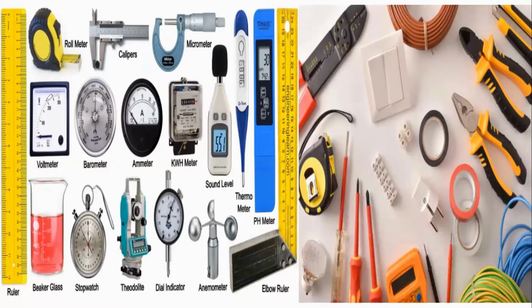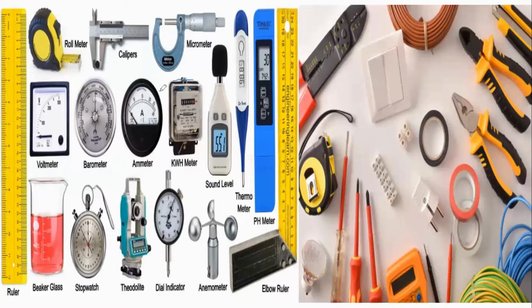You have a voltmeter. This meter here is called a barometer. The barometer is used for measuring atmospheric pressure. Ammeter you have seen already. The ammeter is separate, for measuring the current. The voltmeter is for measuring the voltage.